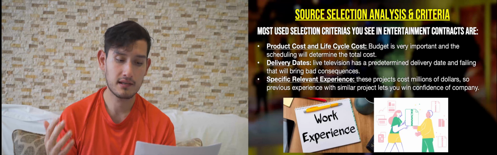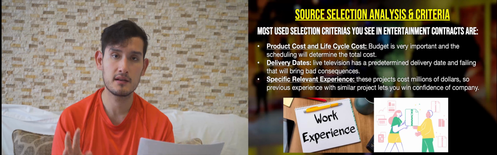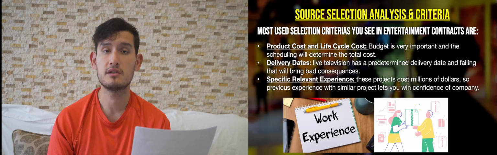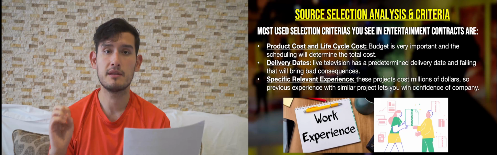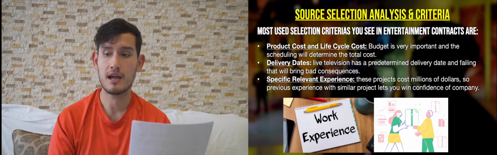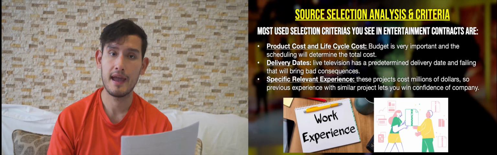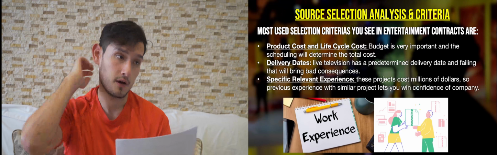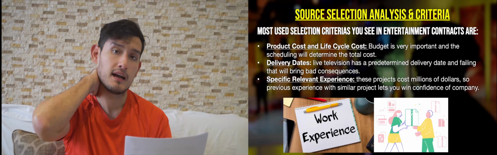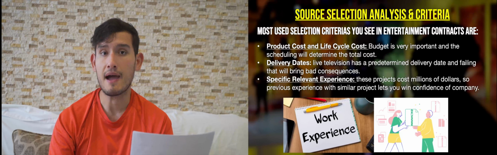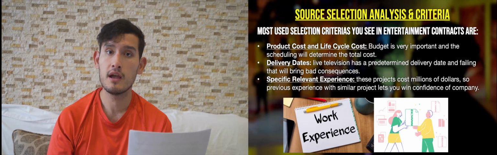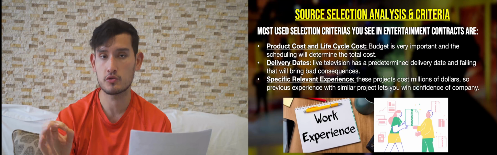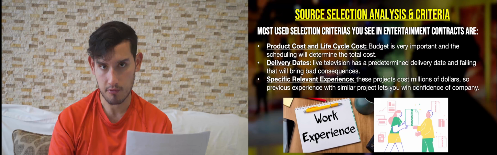And so the selection criteria that you mostly see in the entertainment industry is product cost and life cycle cost. Like I mentioned, budget is really important. So how much is going to be the whole production, how much is going to cost to maintain it, air for 6, 7, 8 months, etc., which is really important. Then the delivery dates, like I mentioned, it is live television, so it needs to be very clear, and if the production company can't promise to deliver the live television when it's supposed to air, it's going to become a problem.